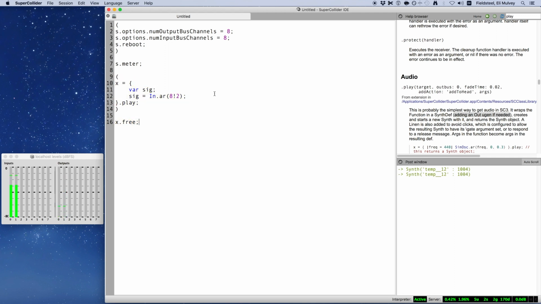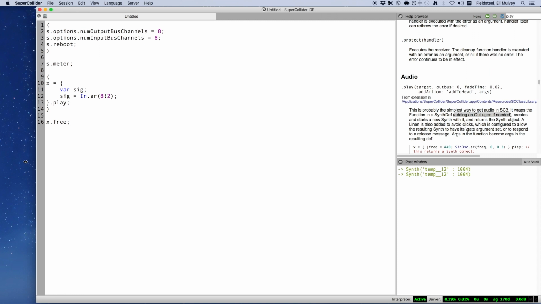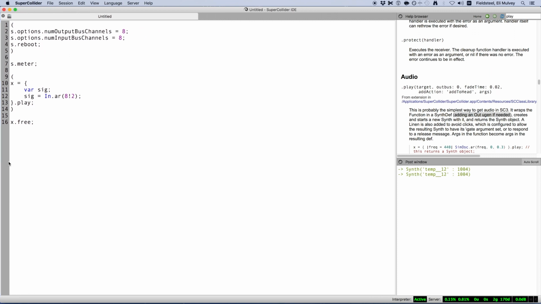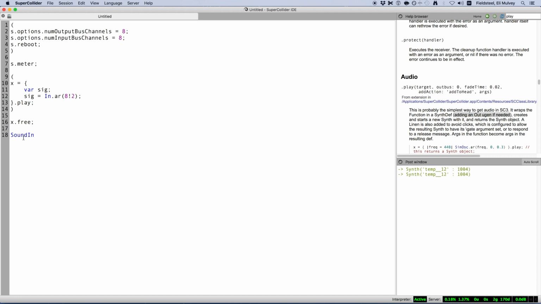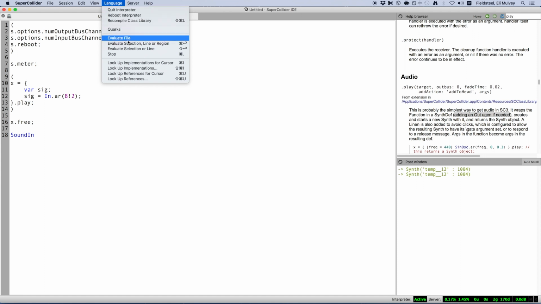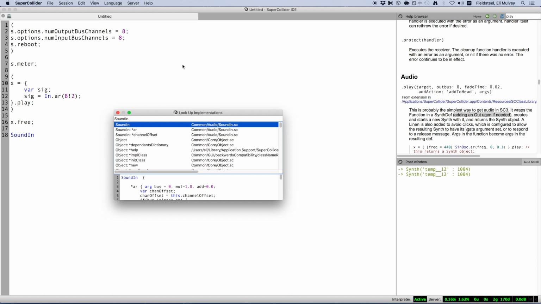But having to dive into your finished code and change numbers around in order to get it to work properly is annoying and kind of stupid. And this is exactly what SoundIn avoids. And to explain how, we're going to do something we haven't actually done before in this tutorial series. We are going to take a quick look at the source code for SoundIn, which we can do by first clicking on SoundIn, or any object class name for that matter, and then in the Language menu, choosing Look Up Implementations for Cursor. You can also use the hotkey Command-I. And then when this window appears, press Return.